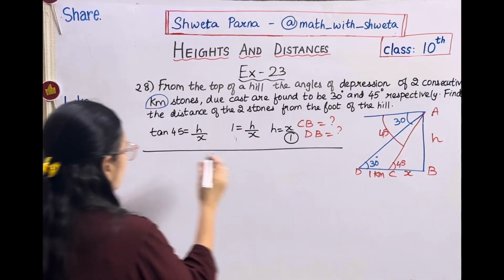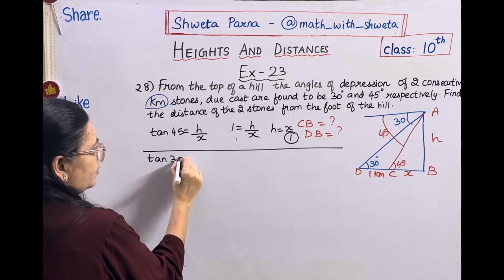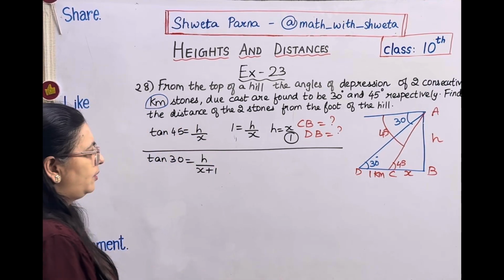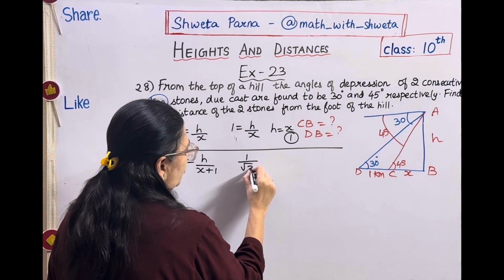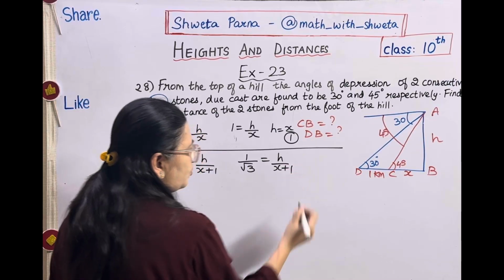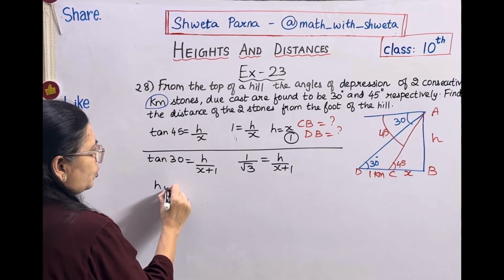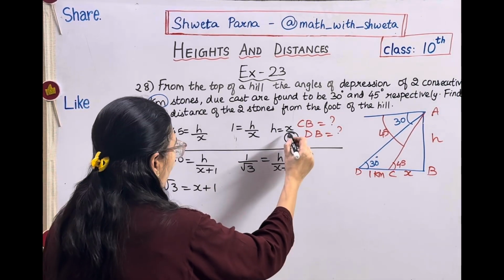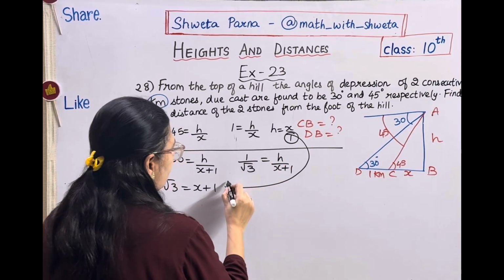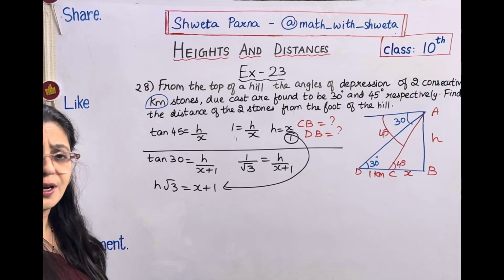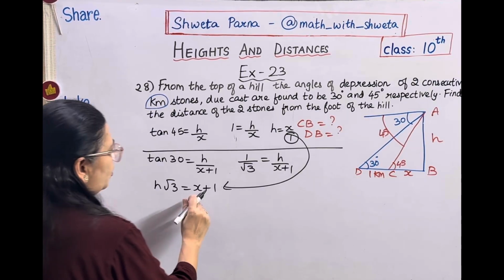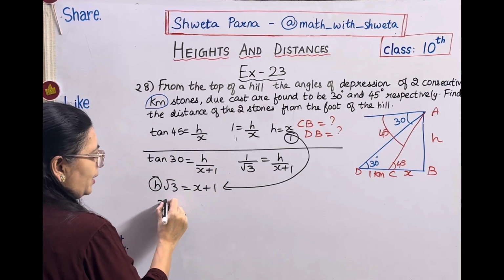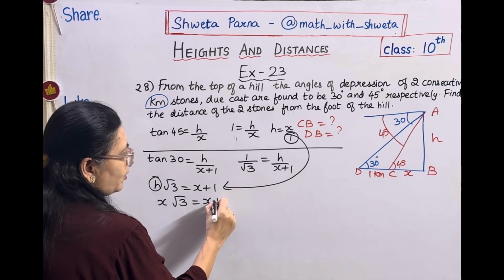Now let's take the bigger triangle. Tan 30 is equal to h upon 1 kilometer and x, so we can write it as x plus 1. What is the value for tan 30? 1 upon root 3 is equal to h upon x plus 1. Cross multiply, h root 3 is equal to x plus 1. Now this value of h you can substitute in this equation. Either you substitute the h value or the x value, it's up to you. So instead of h, I will take x. So this h I will substitute with x. So x root 3 is equal to x plus 1.